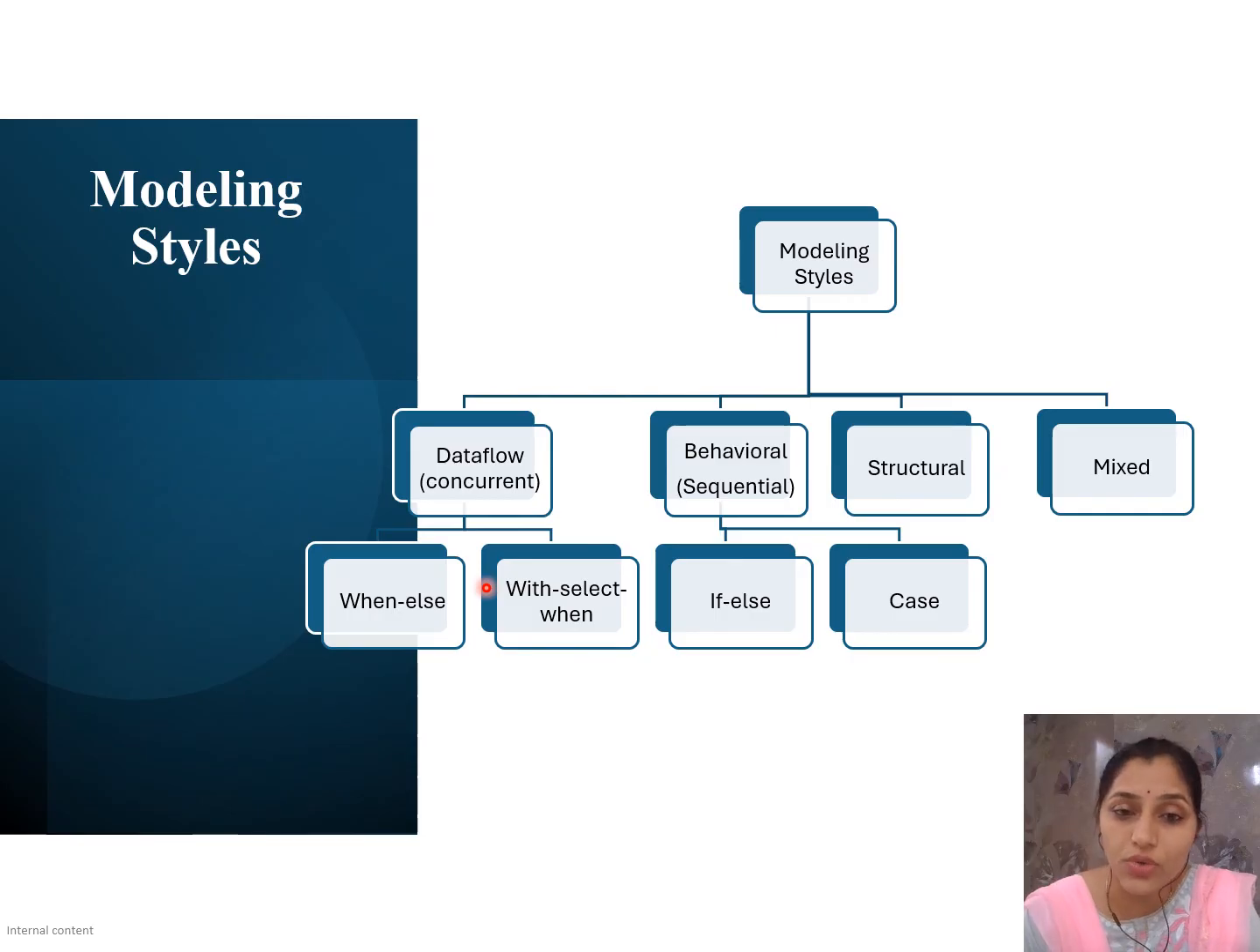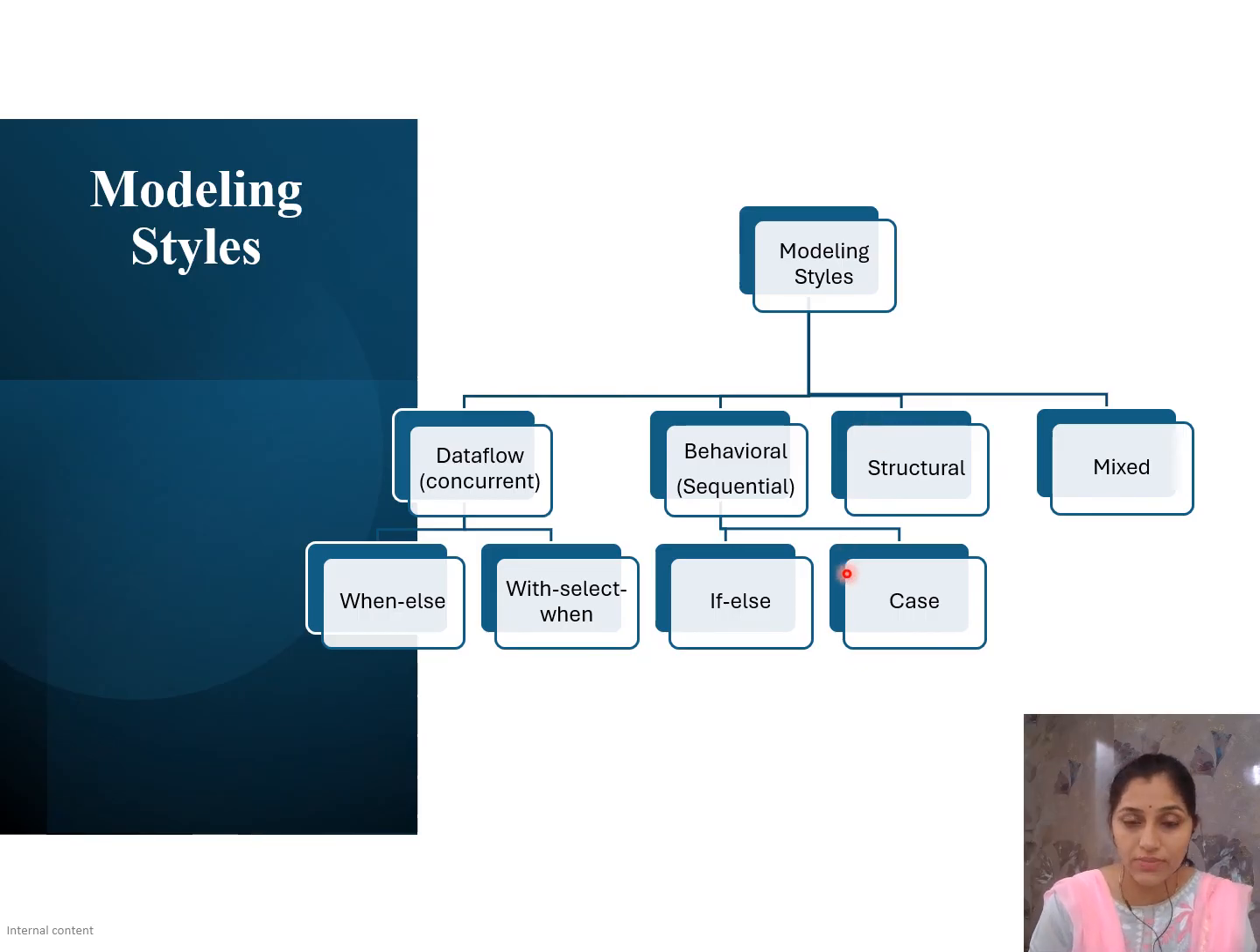When we write code using data flow modeling style, we use when else and with select statements. When we write code using behavioral modeling, we use if else and case statements. And when we write code using structural modeling, we define components and then we explain how these components are connected with each other. So it is all about modeling styles.